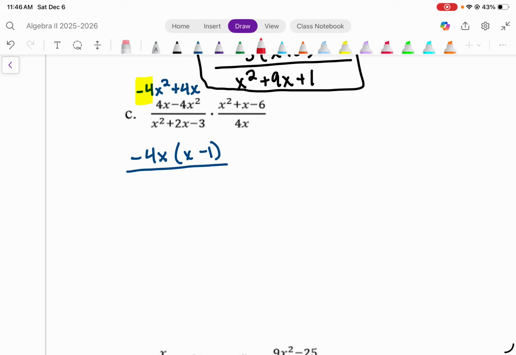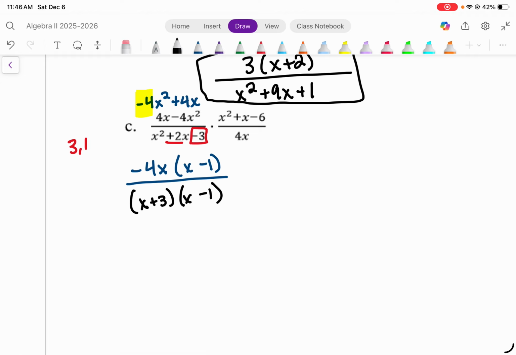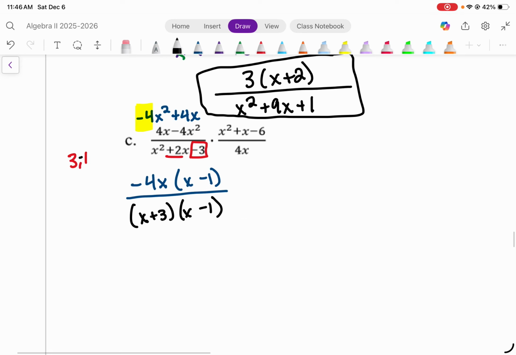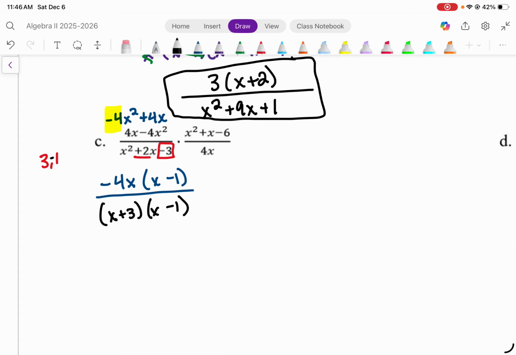Then in the denominator, I need two numbers that multiply to negative 3 and add to 2. For that one, I'm going to use 3 and 1. So I could have x plus 3 and then multiplied by x minus 1. And if I have it that way, 3 times negative 1 is negative 3, and then 3 plus negative 1 is 2. So that means I factored it correctly.